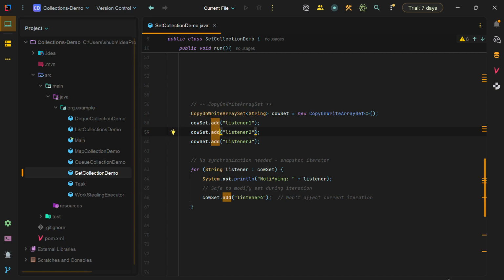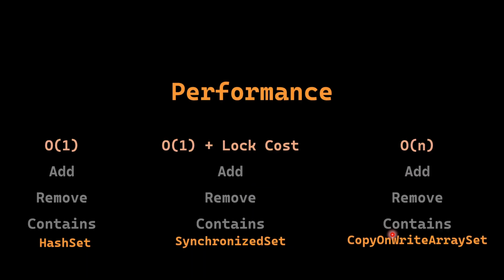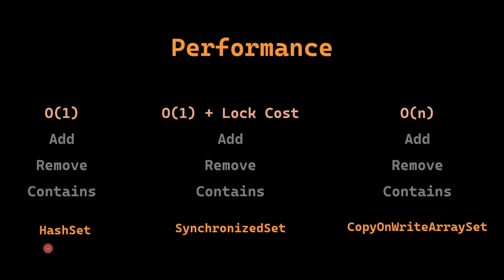However, we must understand performance characteristics. HashSet offers O(1) average time for add, remove, and contains operations, making it the performance champion for single-threaded scenarios. Synchronized set has the same O(1) operations but adds synchronization overhead, which can become significant under high contention.